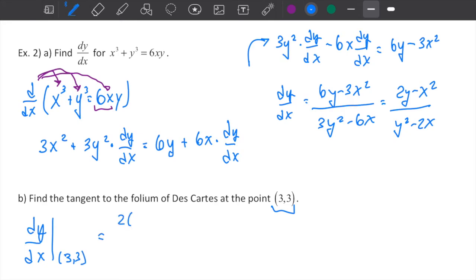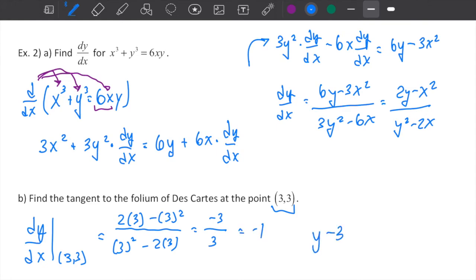It's going to get us 2 multiplied by 3, subtract 3 squared, plugging the point (3, 3) into our derivative equation above, divided by 3 squared, subtract 2 times 3. So that gets us negative 3 divided by 3, which gets us negative 1. Our tangent line: y subtract y1, 3, equals the slope, negative 1, multiplied by x subtract x1, x subtract 3.